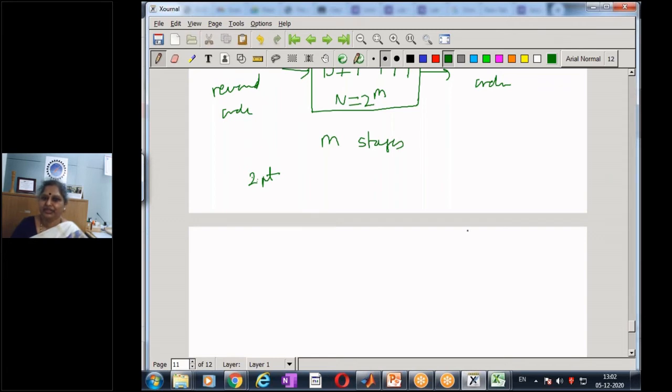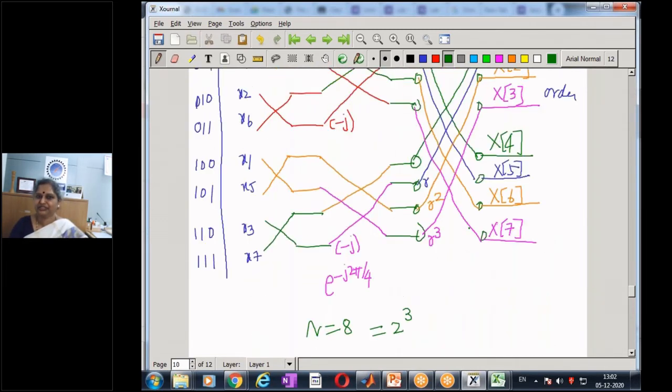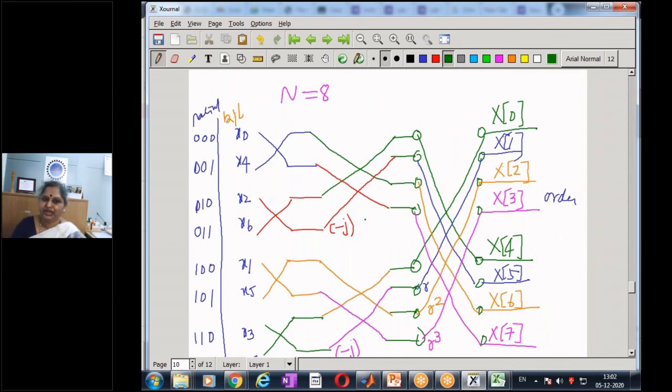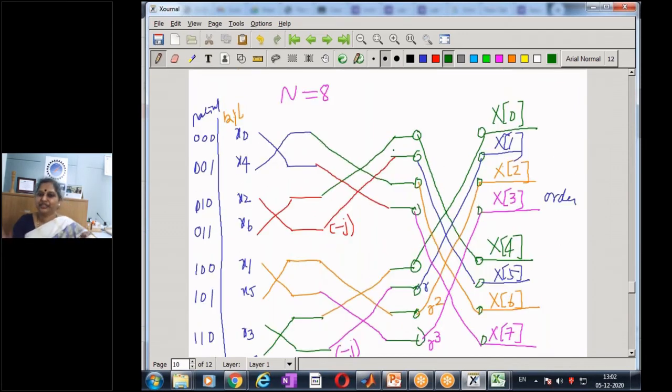How does this algorithm look as a figure? This equation is translated into a beautiful diagram like this. When I look at it, it looks like a butterfly, so this is also known as the butterfly diagram. It's actually a signal flow graph which takes the input signal through suitable computations to arrive at the DFT of the given sequence.